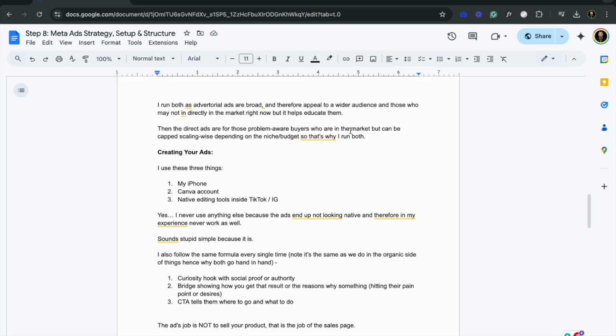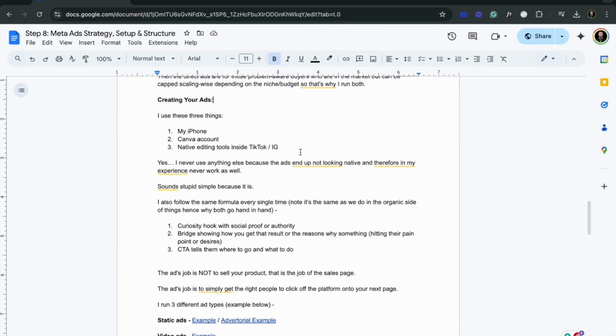So I don't actually update my creatives as much, because I use these sort of things, because they're so broad. And then we run the direct ads, which are more problem aware buyers who are in the market already buying, and we just want to show that this is the best solution. So that's why I run both. They both work hand in hand together. You might just want to start off running direct ads first and then add advertorials in later.